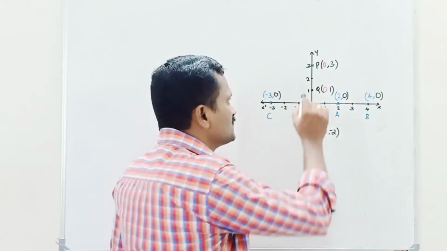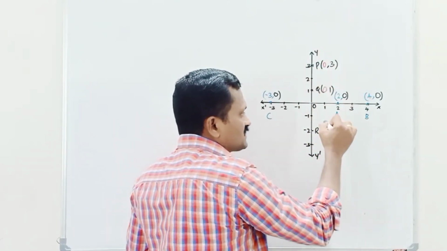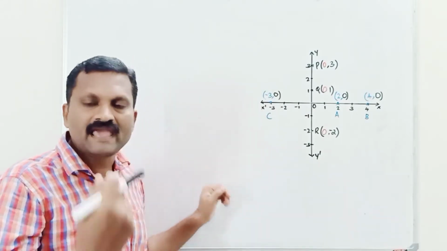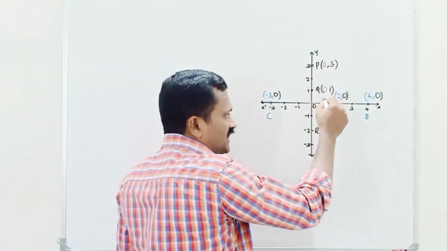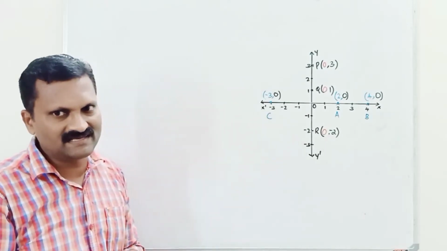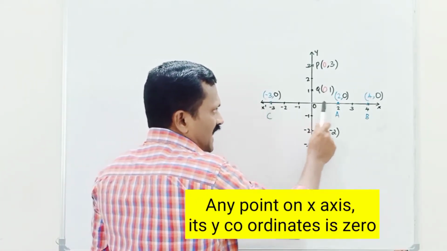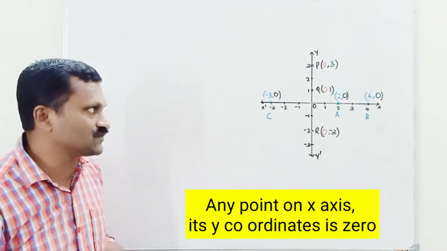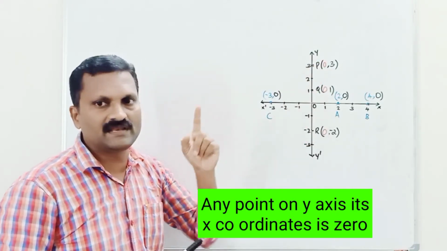That means if a point lies on the y-axis, its x-coordinate is 0. Or conversely, if the x-coordinate is 0, then the point lies on the y-axis. Am I right? Any point on the x-axis has y-coordinate 0. Next, any point on the y-axis has x-coordinate 0.